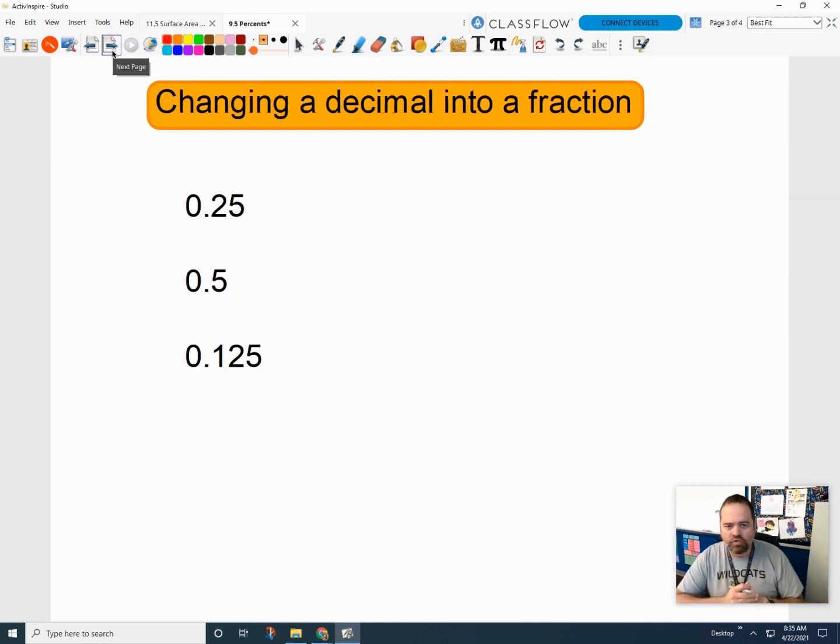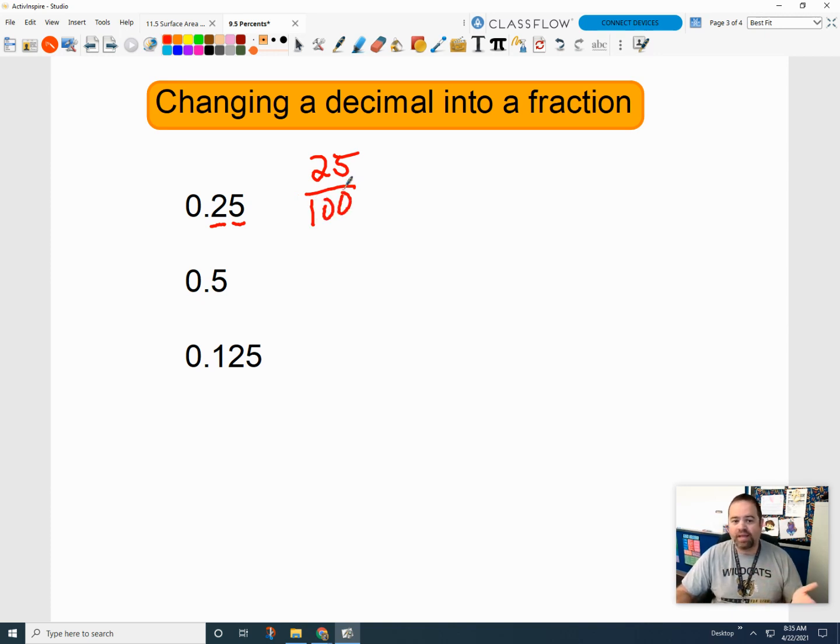Okay, moving on. Changing a decimal into a fraction. This is easy to do, and then you have to follow up by reducing your fraction. So if you know your place names, this is super easy. If you don't, it's still pretty easy. This is 25/100ths because the last digit is in the 100ths place. So if you know those places, that's your fraction. 25/100ths. It is just 25 over 100.